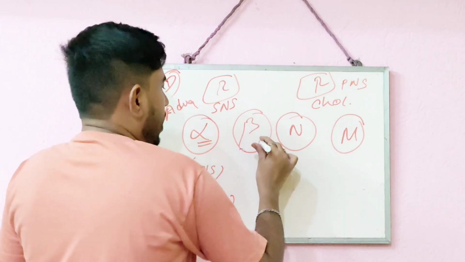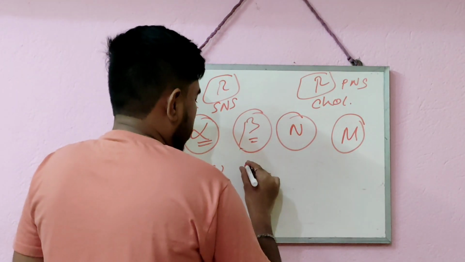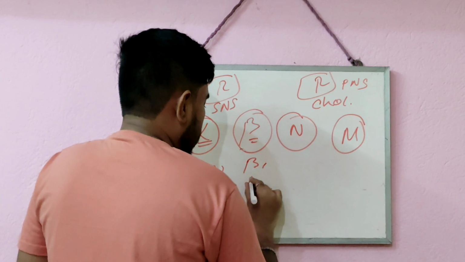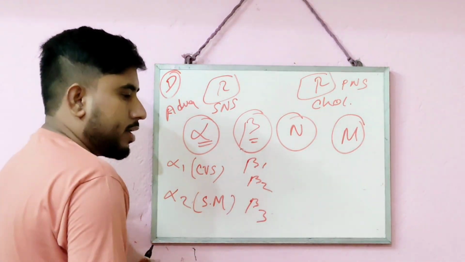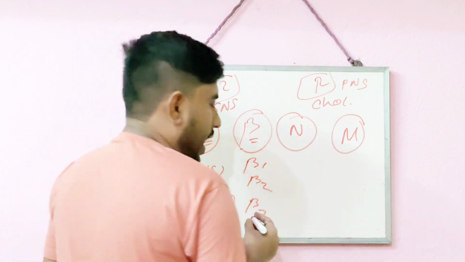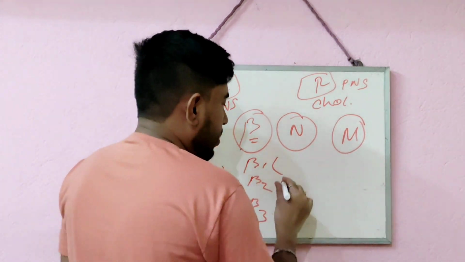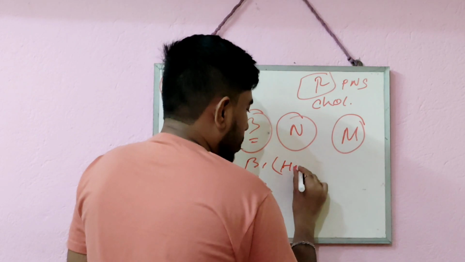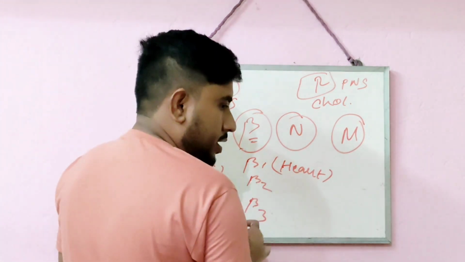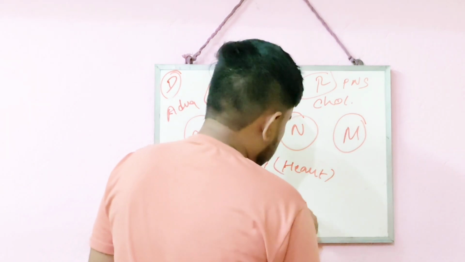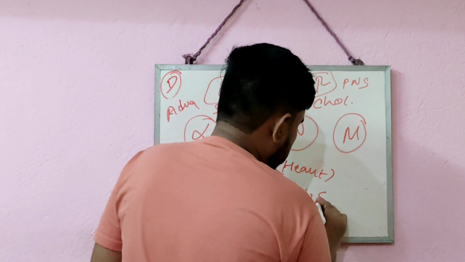Now beta adrenergic receptor also has three types of receptor. First one is beta 1, second one is beta 2 and third one is beta 3. They also act in specific sites of the body, or specific tissues or organs of the body. Beta 1 is generally present in the heart and shows its action in the heart. Beta 2 adrenergic receptor is generally present in the blood vessels and smooth muscle.